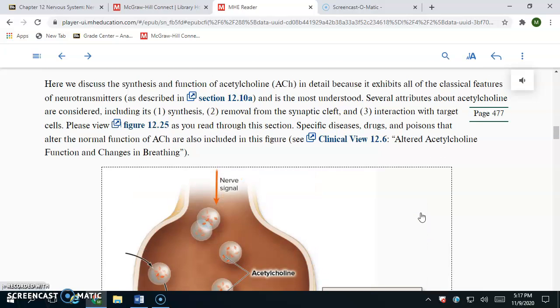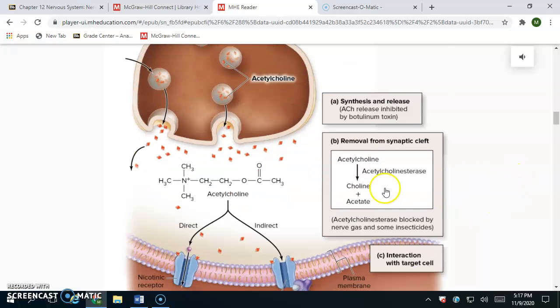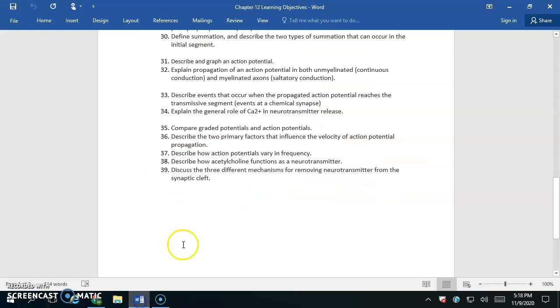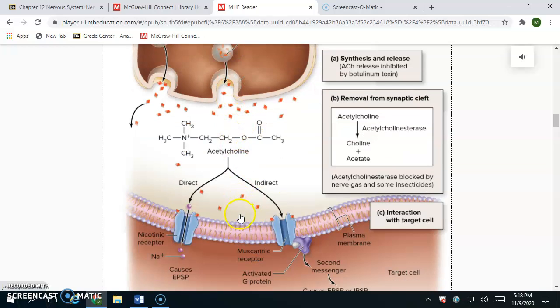So this goes over, and again, this is sort of a review, just like our events of the chemical synapse are a review. So when it comes to describing how acetylcholine functions as a neurotransmitter, it's released from the synaptic vesicles of an axon terminal of a motor neuron generally. Could be other neurons too, though. Then it will diffuse across the synapse and bind to its acetylcholine receptors. So that is how acetylcholine functions.